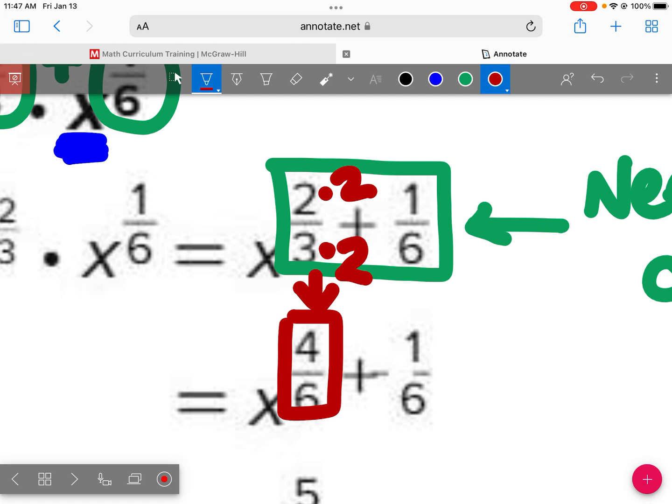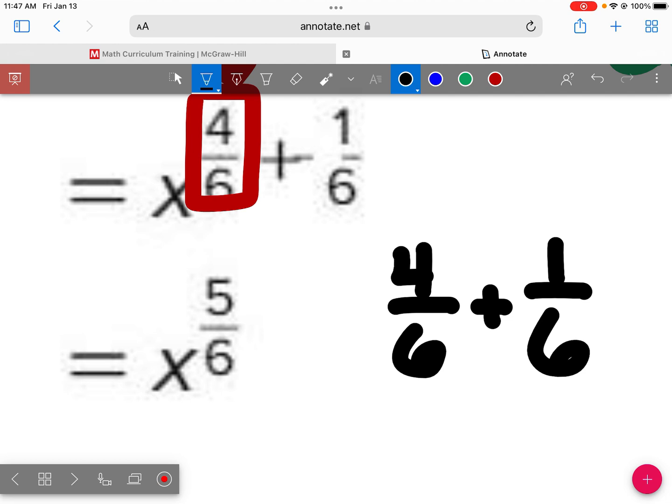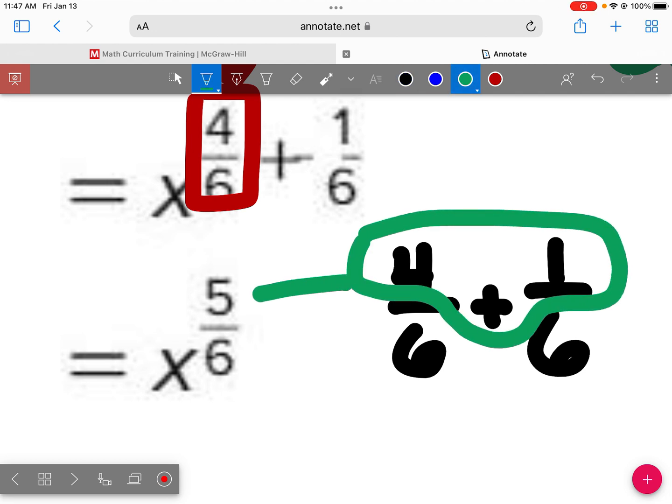How do I add 4/6 and 1/6? Add your numerators. 4 over 6 plus 1 over 6. We add just the numerators together, and that's how we got 5 over 6. So far, so good? All right. I'm going to skip part B for just a second so that we can practice the skill that they just showed us in part A.